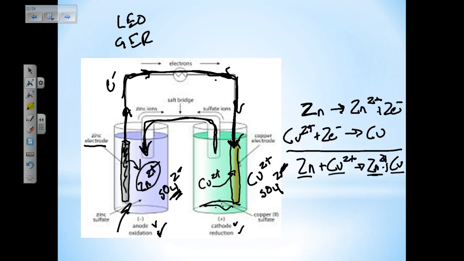And so the concentrations, this is maybe the key illustrated point here, are continually changing. The concentration of zinc 2+ is always getting bigger, and the concentration of Cu2+ is continually getting smaller. So regardless of what our electrodes are, the concentrations are always going to be changing.